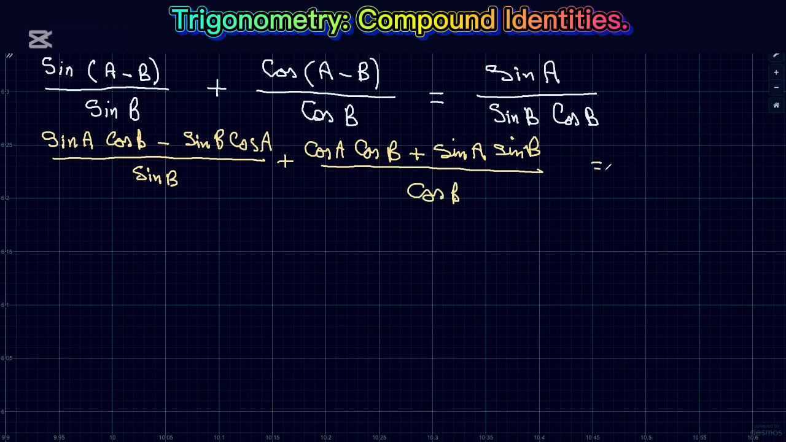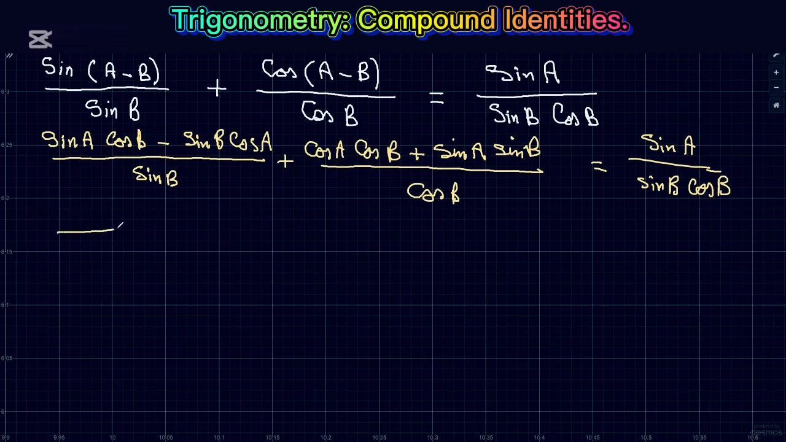And remember, we're trying to prove that this is sine A over sine B cos B. So that's what you're trying to prove: this whole thing equals that. At this stage, I can't see anything that we could do except start doing common denominator.